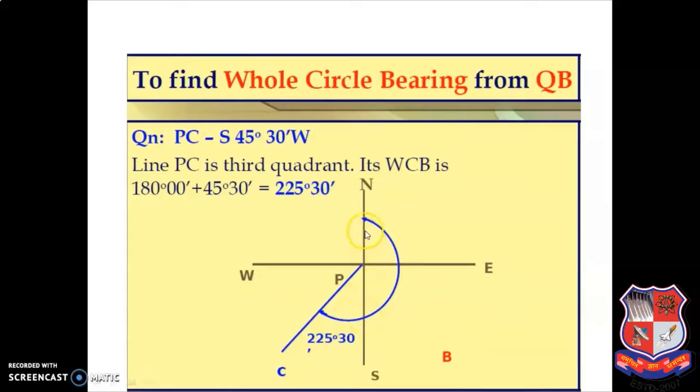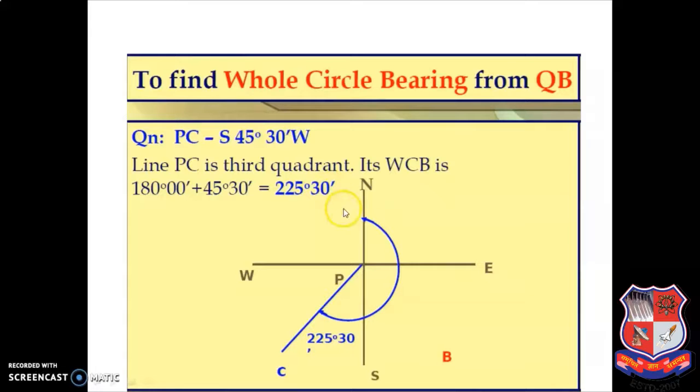And from here to here, you know, north to south is 180. So from north to south 180, you just add this 45 degree 30 minute. So what will be the answer? From here to here, 180 plus 45 degree 30 minute west, your answer is 225 degree 30 minute.